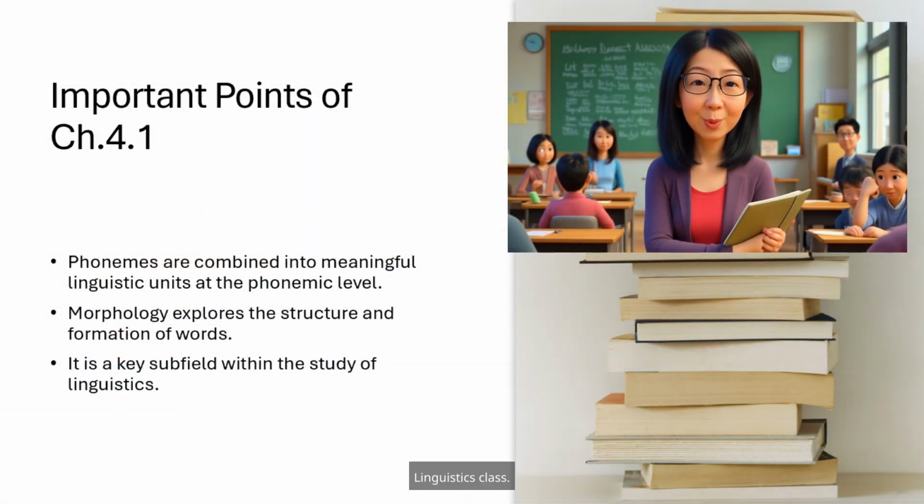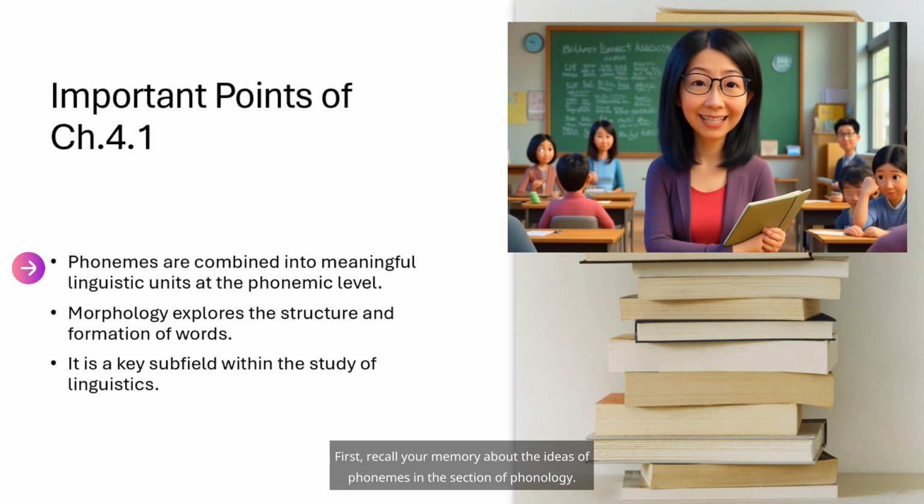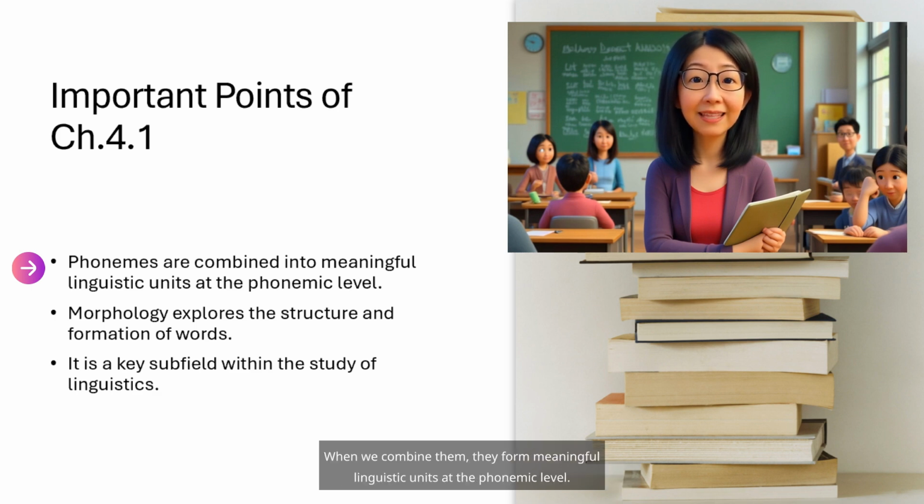Hi, linguistics class. Let's go over some key points from chapter 4.1, focusing on the basic concepts of morphology. First, recall your memory about the ideas of phonemes in the section of phonology. Phonemes are the smallest units of sound in a language. When we combine them, they form meaningful linguistic units at the phonemic level. This process is crucial because it allows us to distinguish between words.